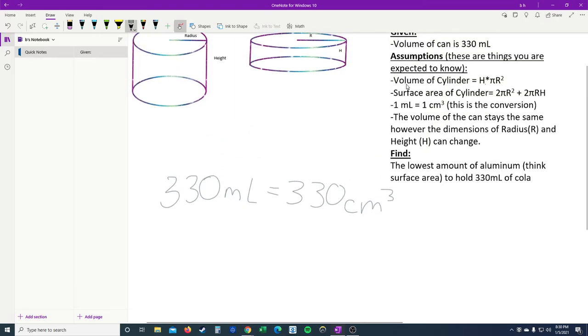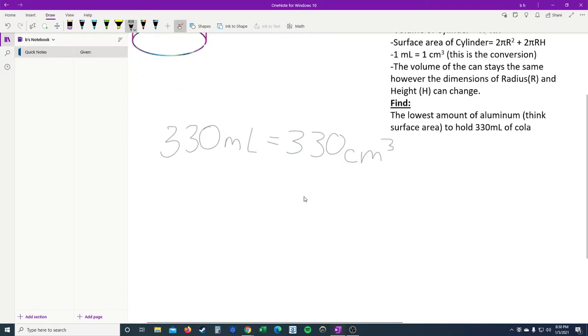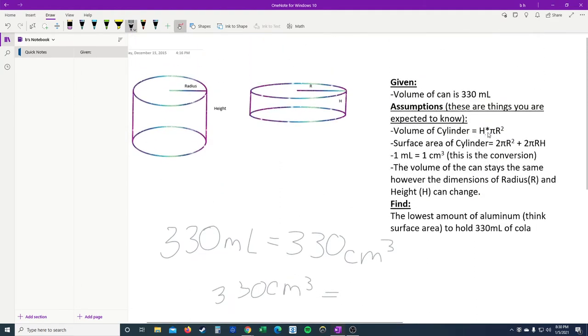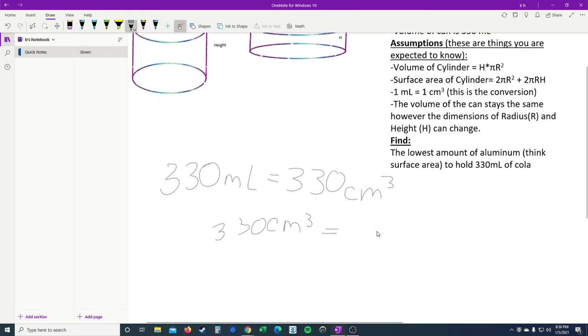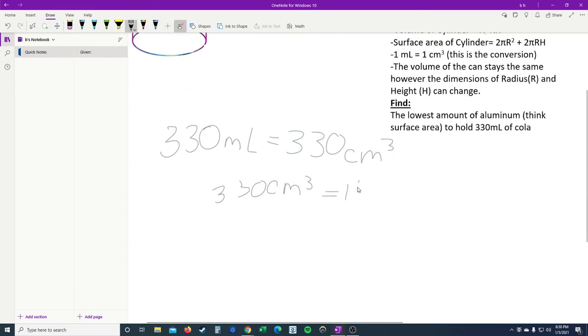Once we have that, I can substitute the volume into this equation. We have 330 centimeters cubed equals h times pi r squared.